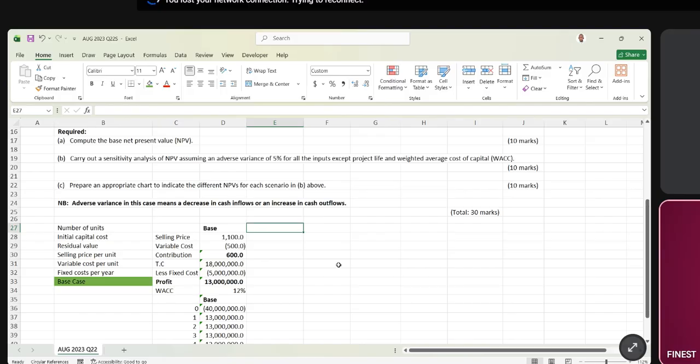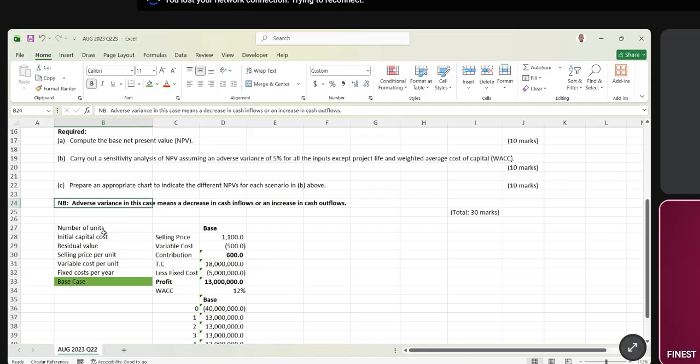That's why you see this NB that they gave us: adverse variance in this case means decrease in inflows. So anything that benefits you is an inflow. If it is an inflow, it reduces. If it is a cash outflow, it increases. Do we understand?